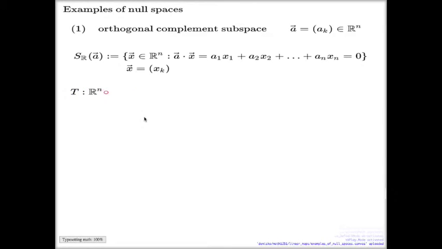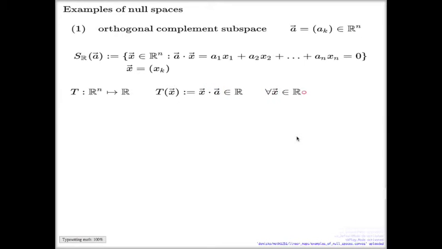I'm going to choose a map which takes n tuples into real numbers. So you see, I make a clear identification. What's the domain of my linear map? What's the codomain of my linear map? And that's the formula for the linear map. It will take an n tuple into the dot product of that n tuple with this fixed chosen vector A.